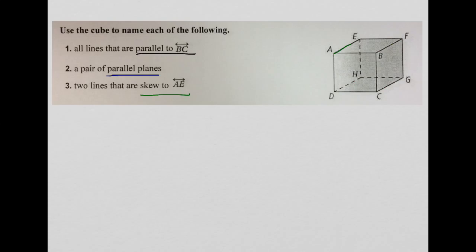So we have segment AE here, and it has to be non-coplanar and not parallel. So non-coplanar and not parallel, that would be FG. We could also do segment BC. We could also do segment DC, and we could also do segment HG.